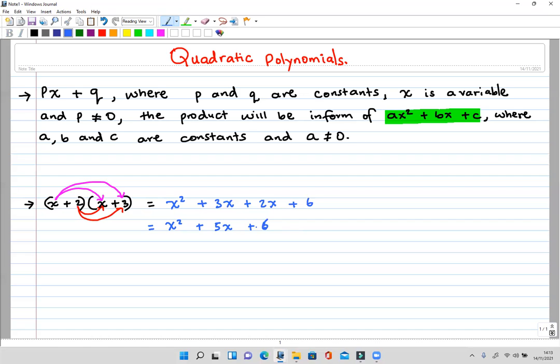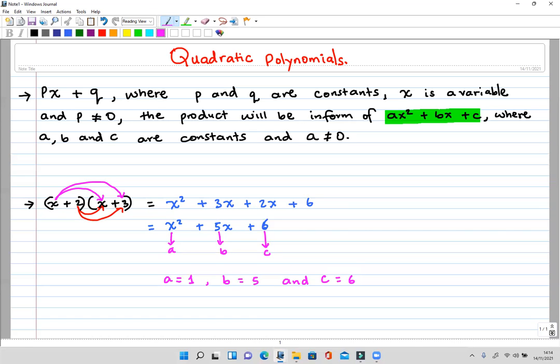Okay, whereby this we call A, this we call B, and this we call C. In other words, A is equal to 1, this is 1x squared, then B is equal to 5, and C is equal to 6. Now, that is what we call a quadratic polynomial.